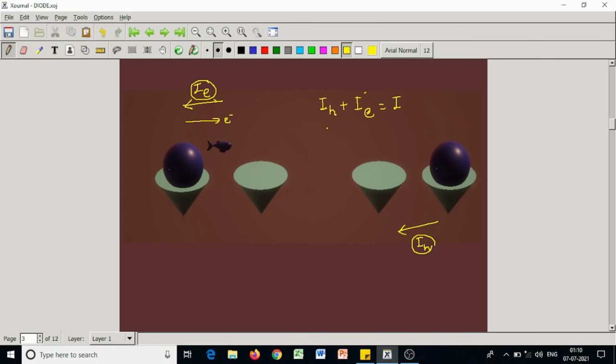So total current is I hole plus I electron is equal to total current I. This phenomenon is very important in discussing the current components in semiconductor diodes as well as in transistors. So this is to be noted.